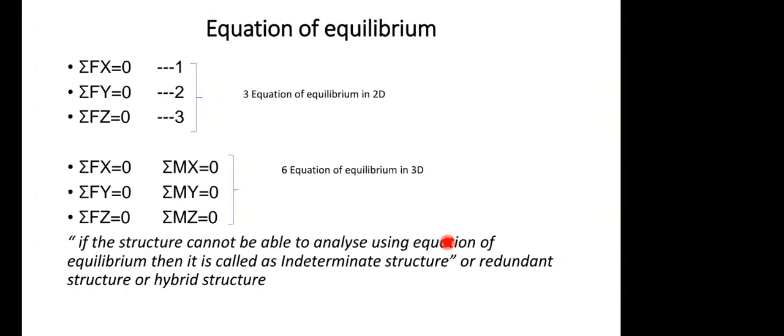A structure can be said to be determinate if the number of unknowns can be calculated by making use of the equations of equilibrium alone, then we call it a determinate structure. If the structure cannot be analyzed by using equations of equilibrium, then it is called an indeterminate structure or a redundant structure, or we can also say a hybrid structure.